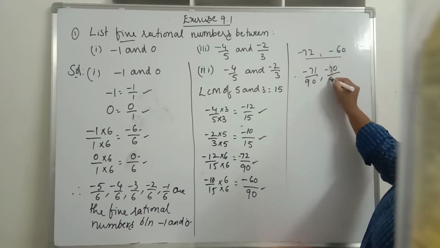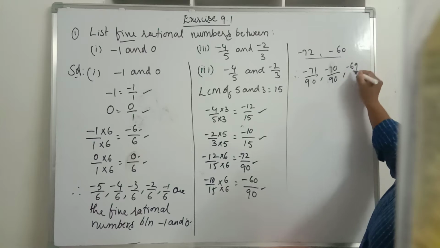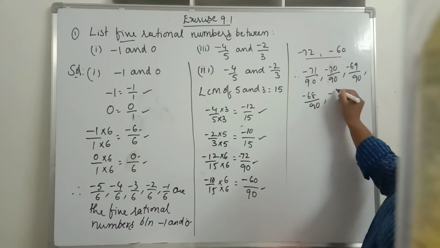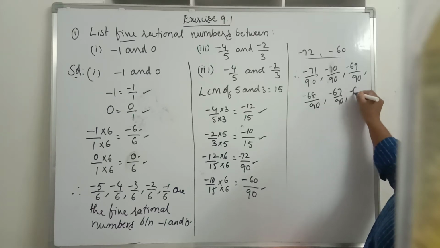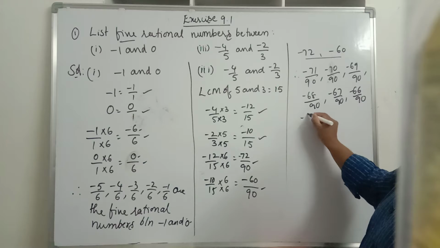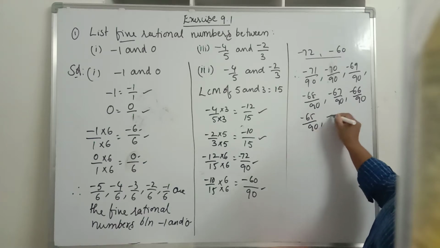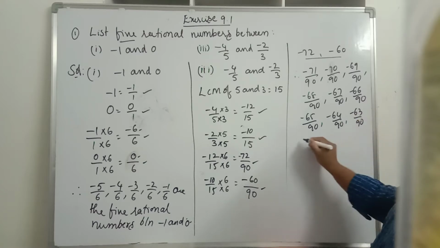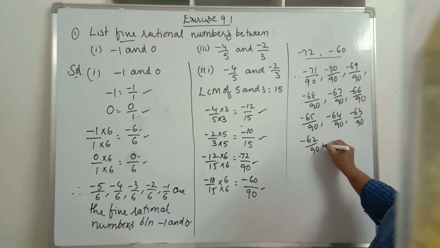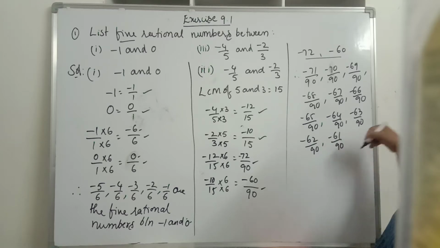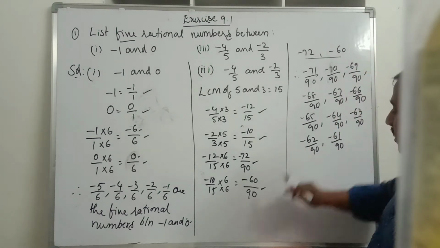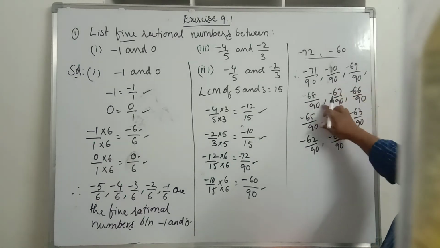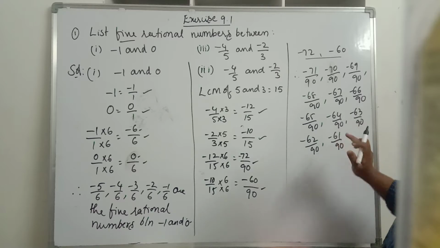So minus 70 by 90, minus 69 by 90, minus 68 by 90, minus 67 by 90, minus 66 by 90, minus 65 by 90, minus 64 by 90, minus 63 by 90, minus 62 by 90, minus 61 by 90. Then minus 60 by 90, which we already have. So these many numbers are there between. How many are there? 1, 2, 3, 4, 5, 6, 7, 8, 9, 10, 11 are there.